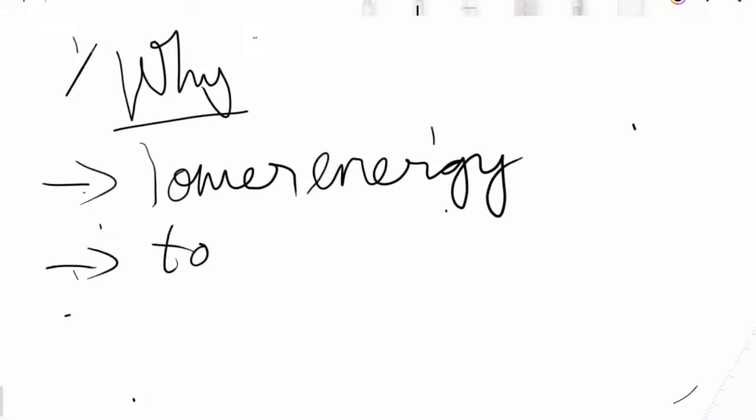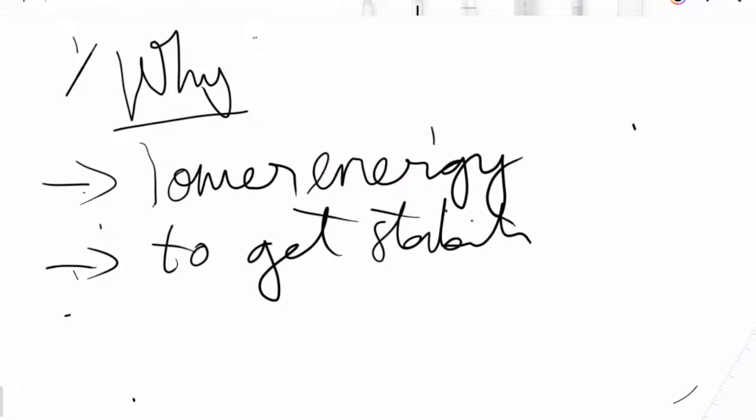Why does chemical bonding happen? What is the reason for chemical bonding? Why does any element want to undergo chemical bonding? Because it wants to lower its energy to get stability. It wants to lower its energy because it wants to get stability, right? So this is the reason why chemical bonding happens.